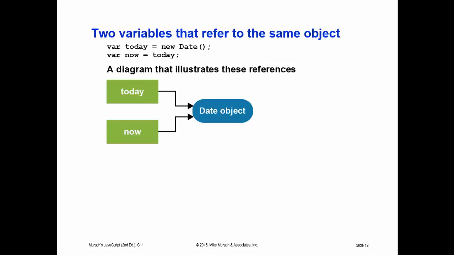Now, when you look at this, it's very important that you understand this. When you say var today equals new Date, that creates this. In other words, today is sometimes even called a pointer, but it references the date object. So when you assign today to now, that creates an alias. So today and now both point to the same date object.